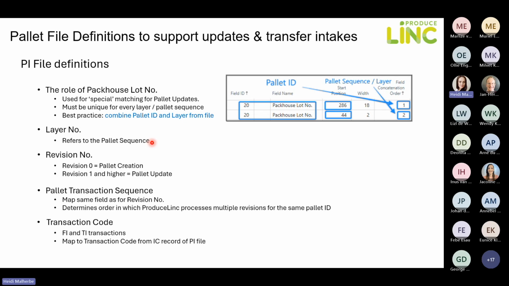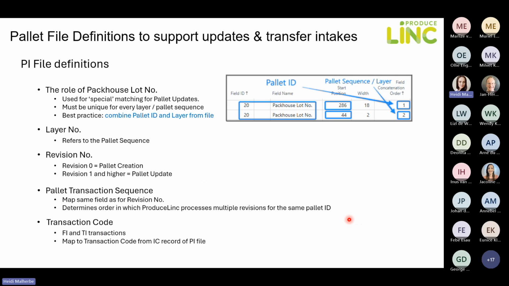Then the revision number. Now, this is where we really differentiate between, are we supposed to create a pallet for this file line, or are we just supposed to update an existing pallet? And for that, we look at your revision number and your pallet transaction sequence. Now, the revision number is something that typically is in any normal pallet file, especially PI files. There's a field for it. We suggest, or it's best practice, to also map that exact same revision number to your pallet transaction sequence. We're going to talk about these two for now.